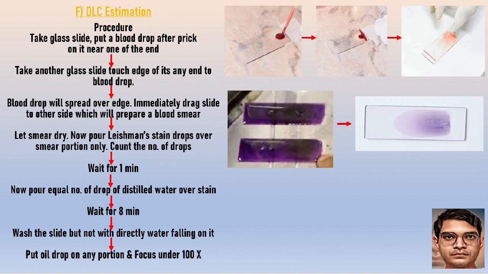After drying, pour the Leishman stain drops over the smear portion only and count the number of drops that have been poured on the smear. Now wait for 1 minute.